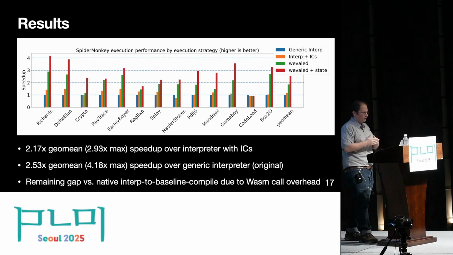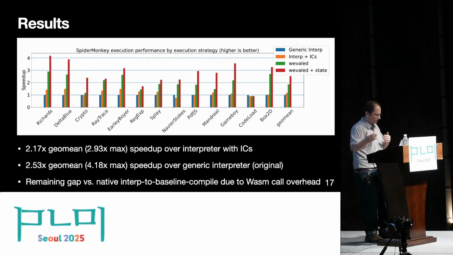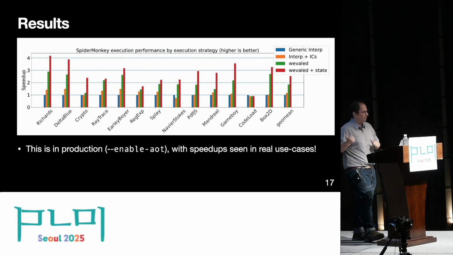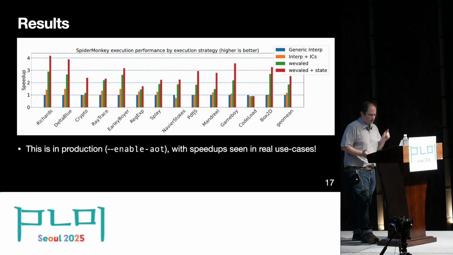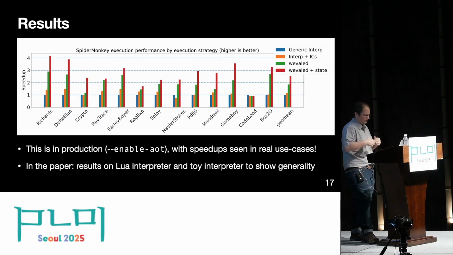There's some remaining performance to be had because calls are a little slower on WASM than they are on native. So ICs are still slower than they could be, but this is quite good. And it is actually in production. So customers are using this today. There's a flag on the runtime built around SpiderMonkey that can be used to enable this. And so it's seen real use cases, it's stable, and it's providing real speedups.